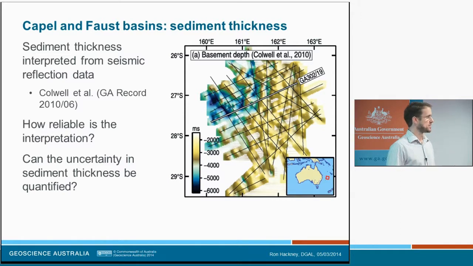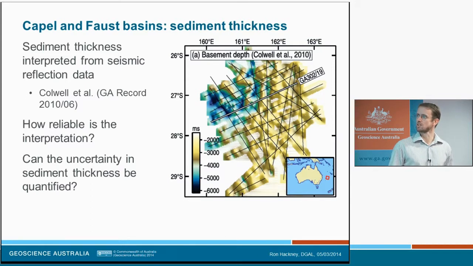So we can come up with an interpretation from the seismic data of how deep the basin is, but how reliable is that interpretation? There are still uncertainties involved in interpreting the seismic data. Different people might interpret things in different ways, and sometimes the data doesn't resolve things very well.